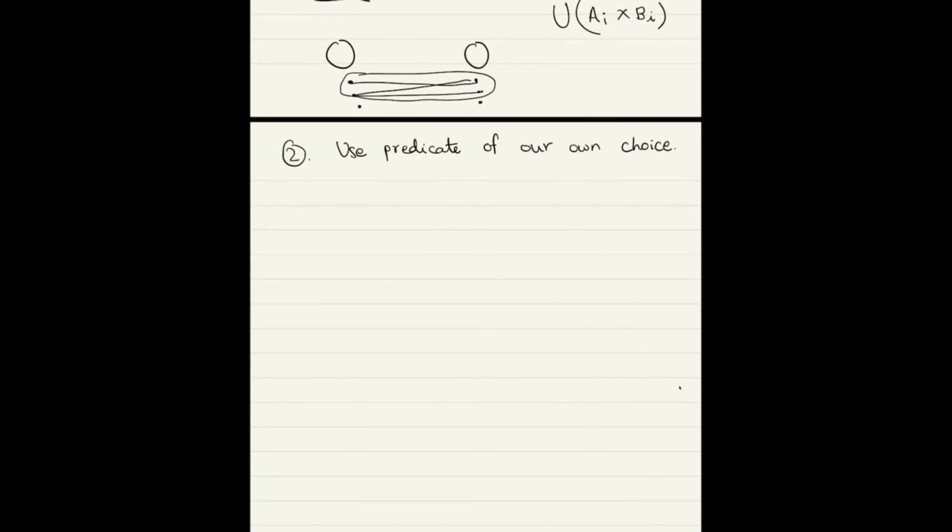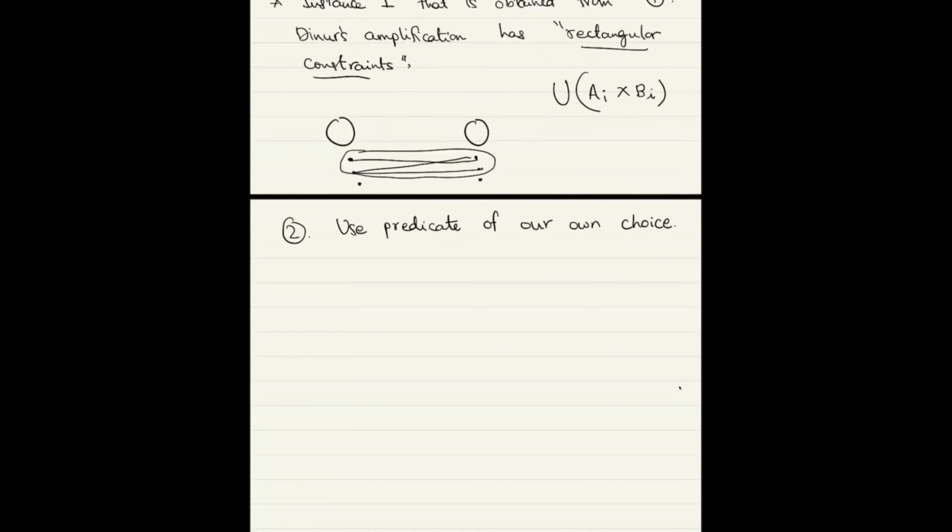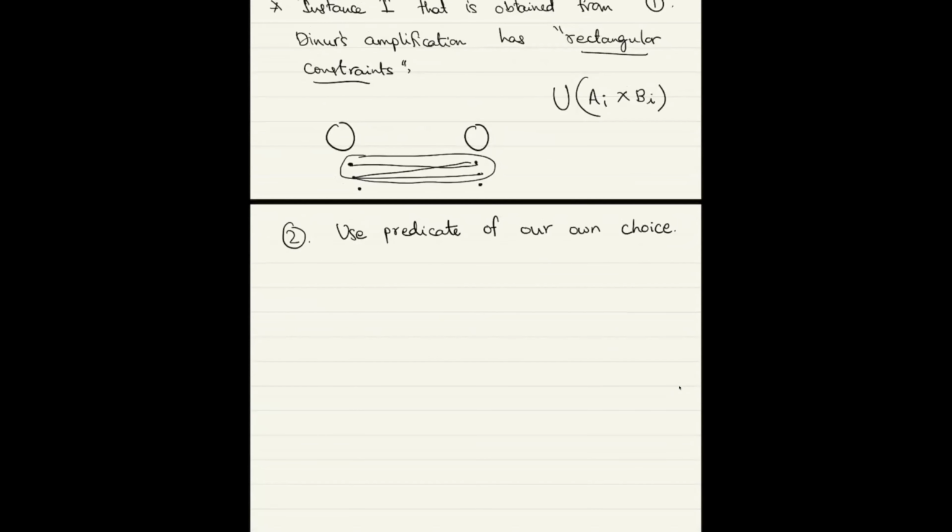So if the AIs and BIs are single vertex things, and then every edge is, and then I can take the union of the edges. Okay, let me clarify. The AIs are disjoint. Oh, okay. Okay, good. Thanks.